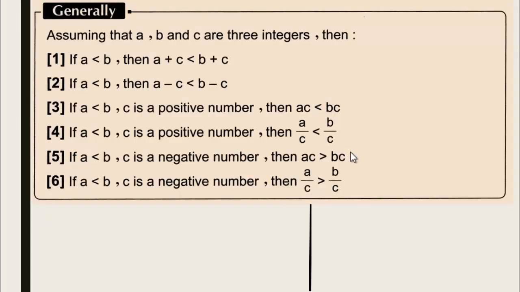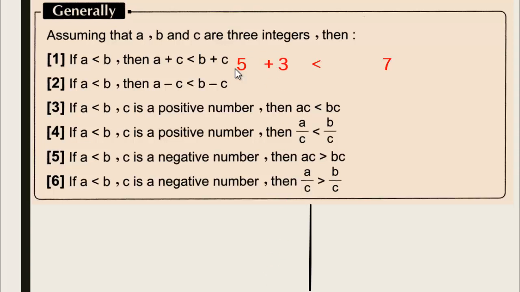Generally, assuming that a, b, and c are 3 integers, then number 1, if a is less than b, then a plus c is less than b plus c. Let's have an example to illustrate this. We all know that 5 is less than 7, right?